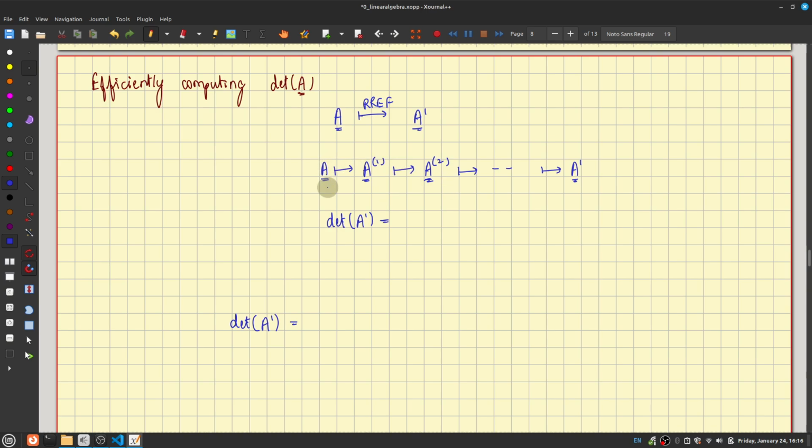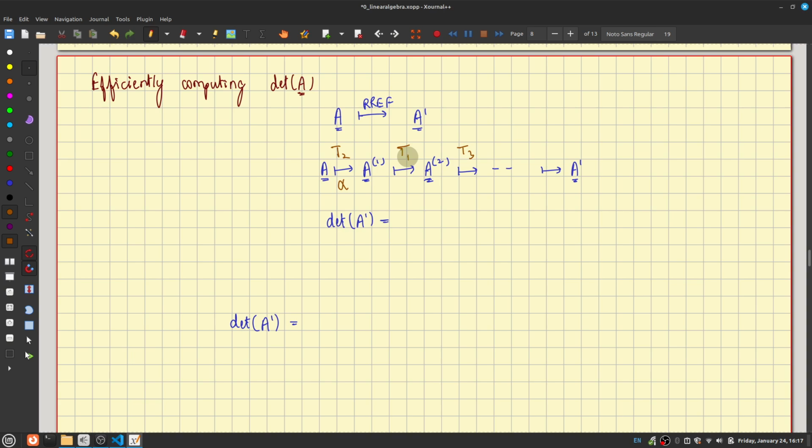Okay, so I start with the matrix A, I perform some row operation to get matrix A1, I perform the next row operation to get matrix A2, and so on. Maybe the first operation that I did was a type 2 operation where I scaled the first row by some factor. Maybe the second row operation was a type 1 operation where I subtracted from the second row some constant times the first row. The third operation, maybe I had to do a row exchange. So it's a type 3 operation, and so on.